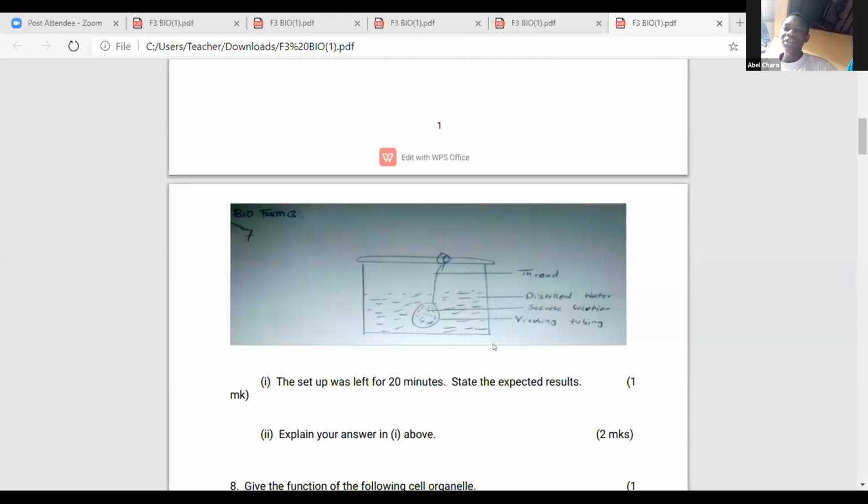So what are we expecting? There, we're expecting that the amount of water in the sucrose in the visking tubing will increase, while the sucrose solution will not come out from the visking tubing.